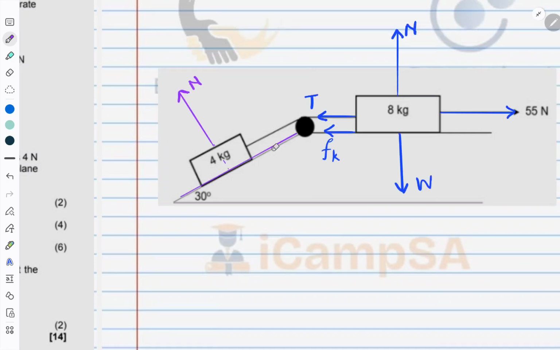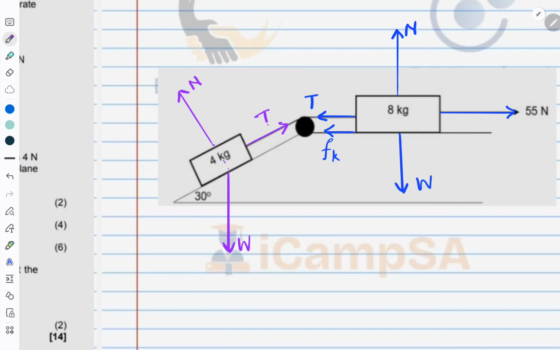And then you have the tension going up there. And then you have your mass. Weight is always going straight down. That's my weight.